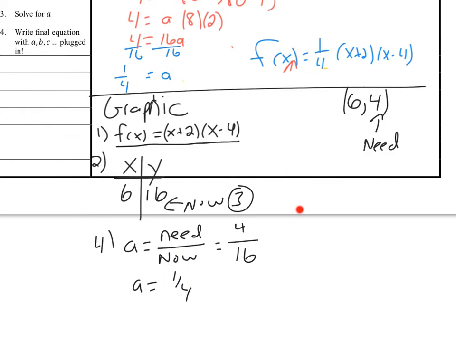Last, step 5, write your equation. Of course you have to have the pen out to do that. So step 5 is f of x equals the 1/4 in place of the a. Then you have your (x plus 2) and your (x minus 4). Alright, let's move on to the last question.